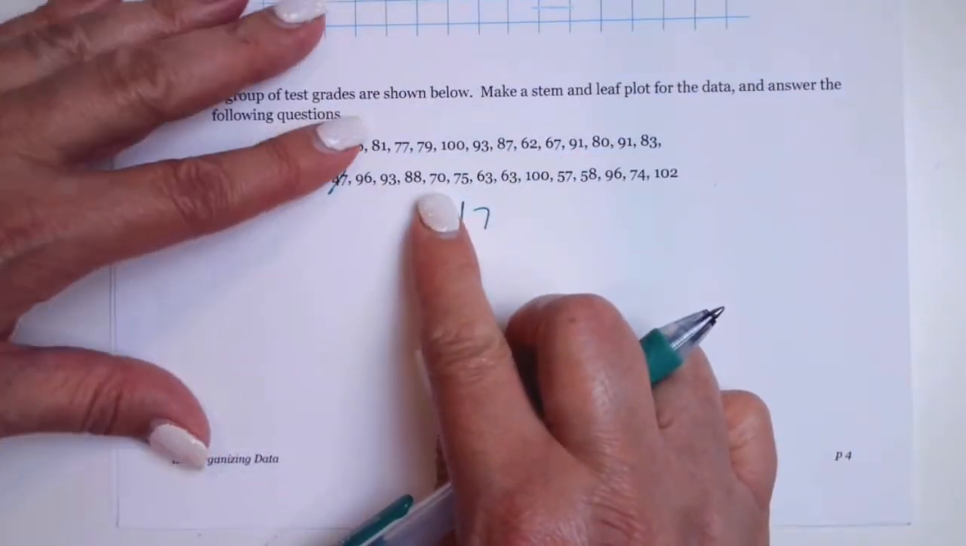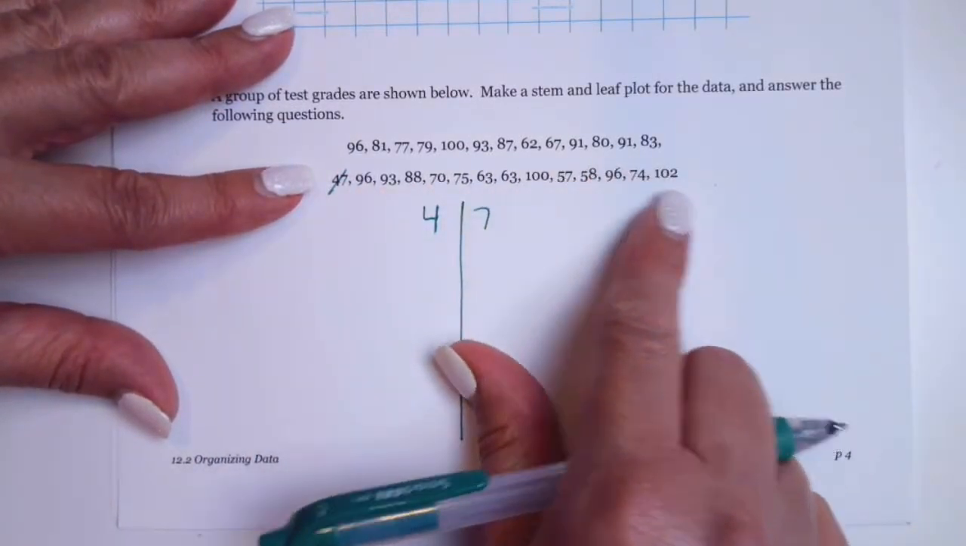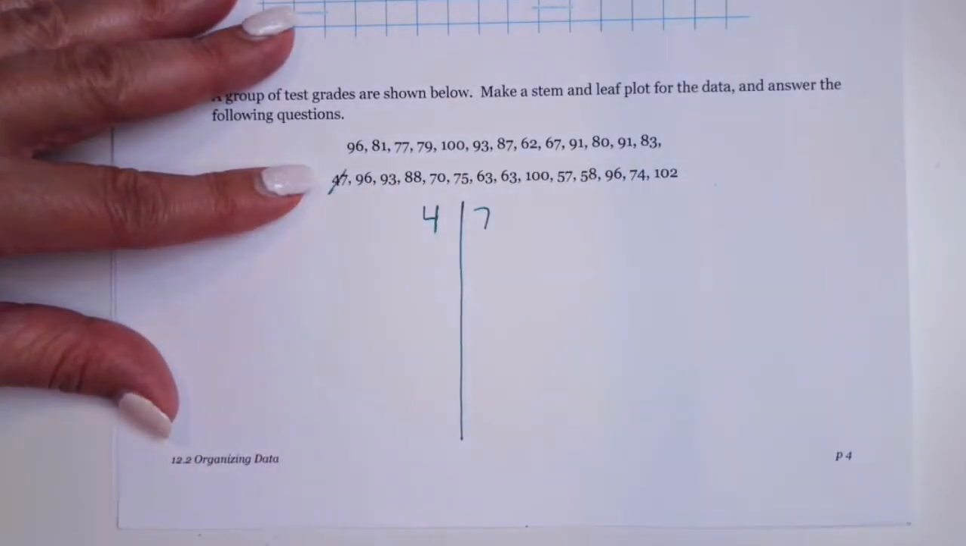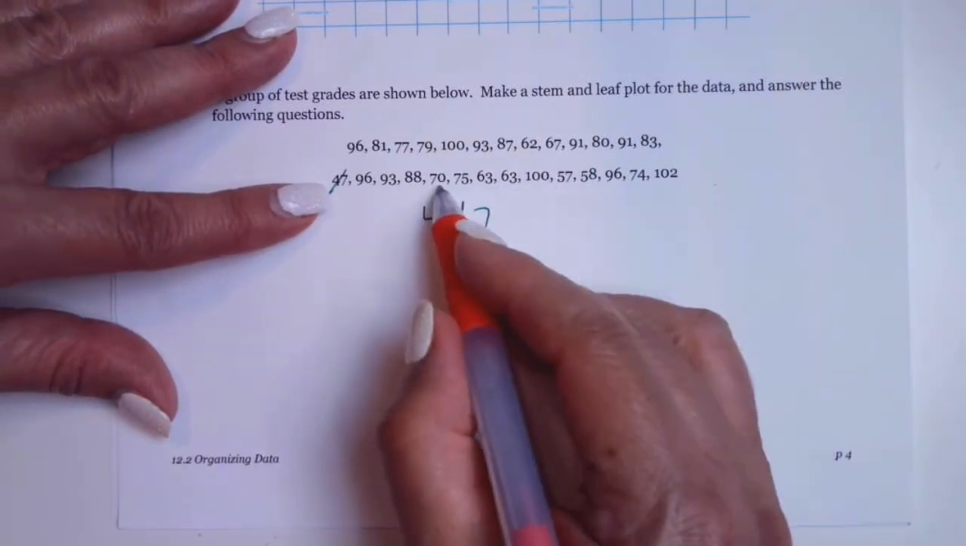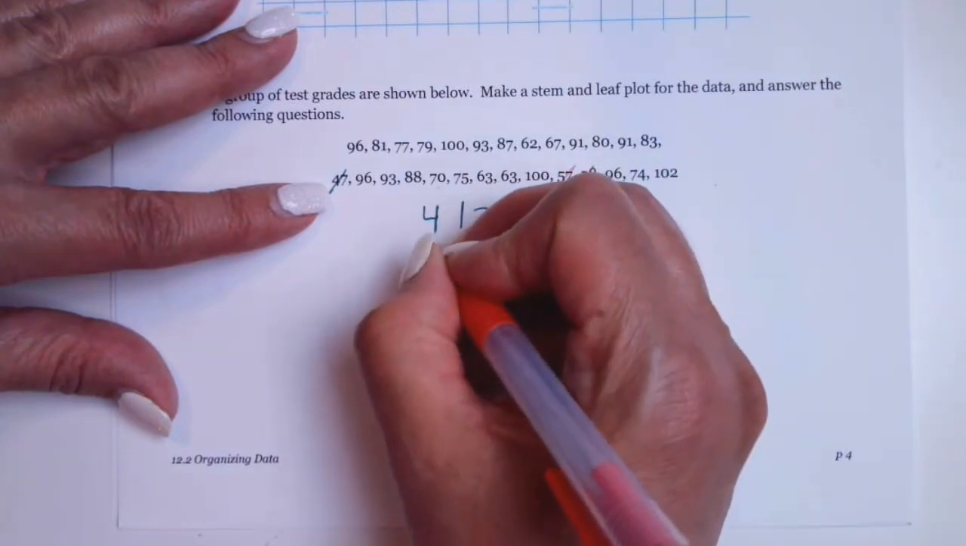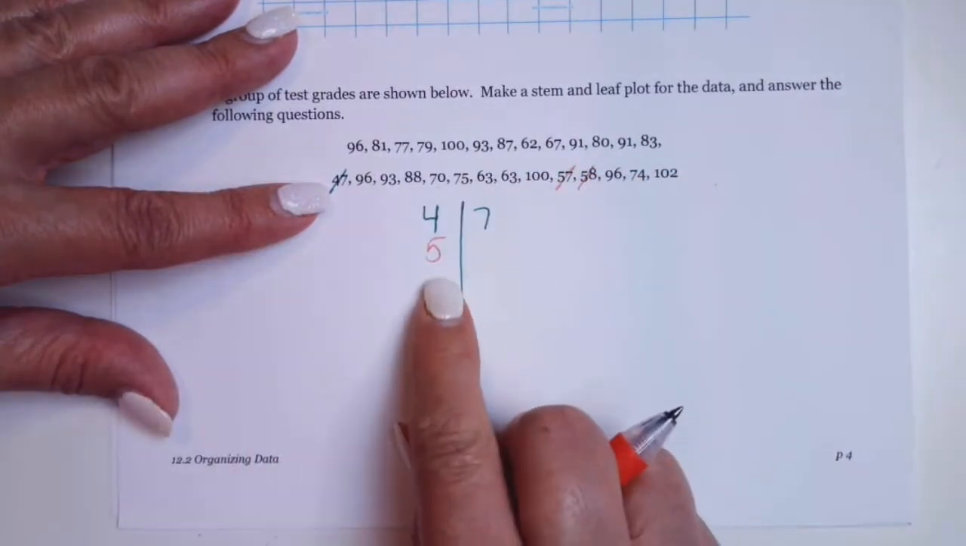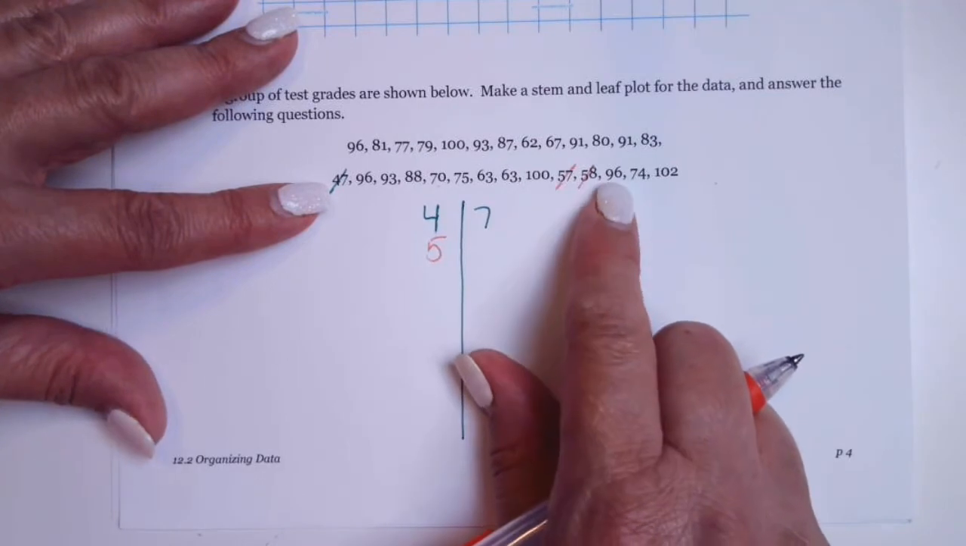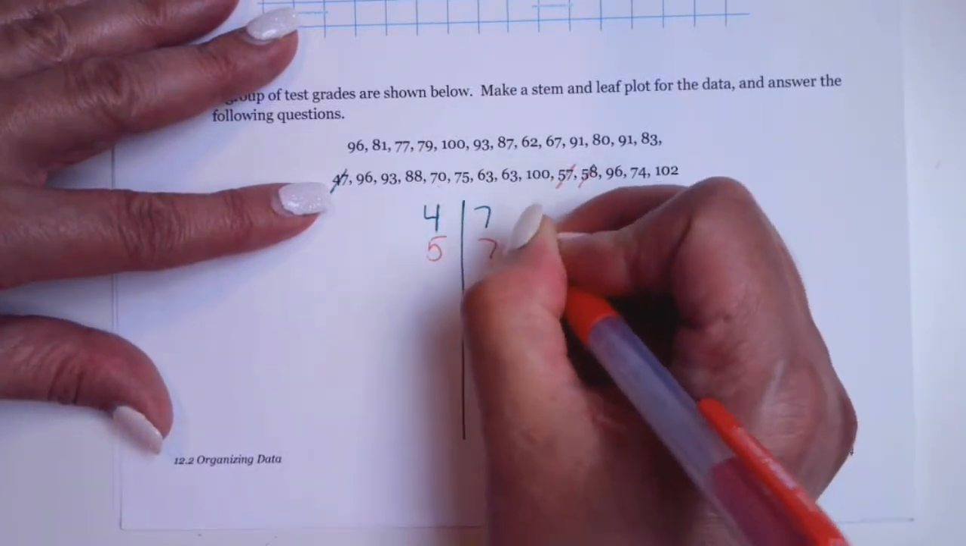Now, we don't have another one that starts with a 40, so we're going to go on to the next one, which would be, we have a 57 and a 58. So I'm going to put the 50 only once on the left side, but then we have a 57 and a 58, so I'm going to put a 7 and an 8 on the right side.